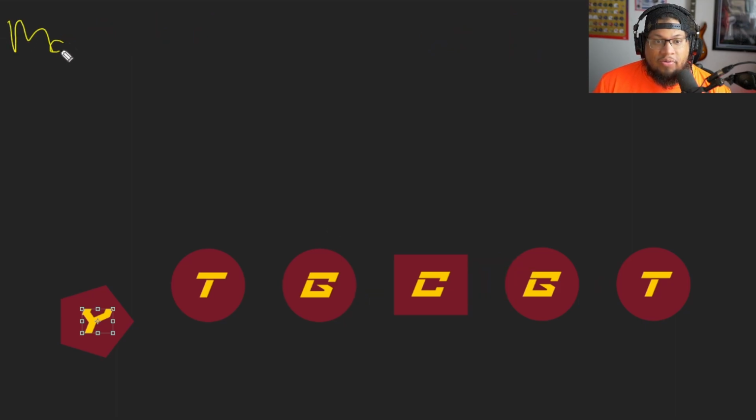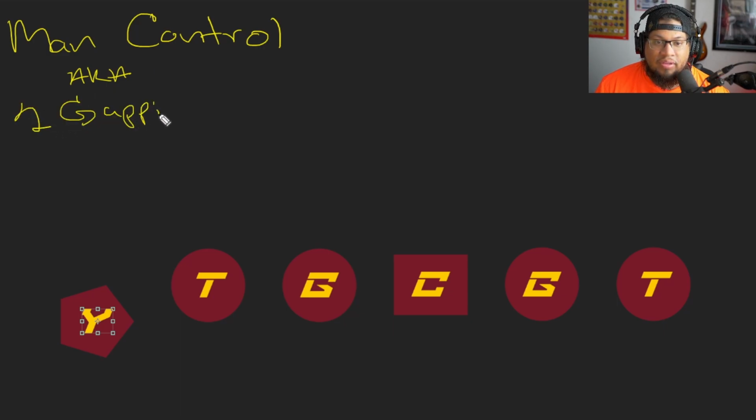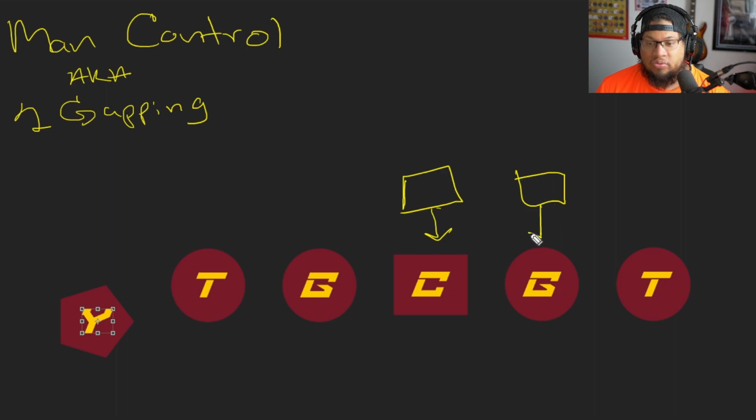All right, so the second one up is obviously man control, aka, yes, we said it, two gapping, right? Man control is basically, and we'll get into the personnel groupings because this is going to be directly related to these, if you're looking at a defensive lineman, it's exactly if he's lined up on the opposite side or assigned to cover a guard. Why is this important?